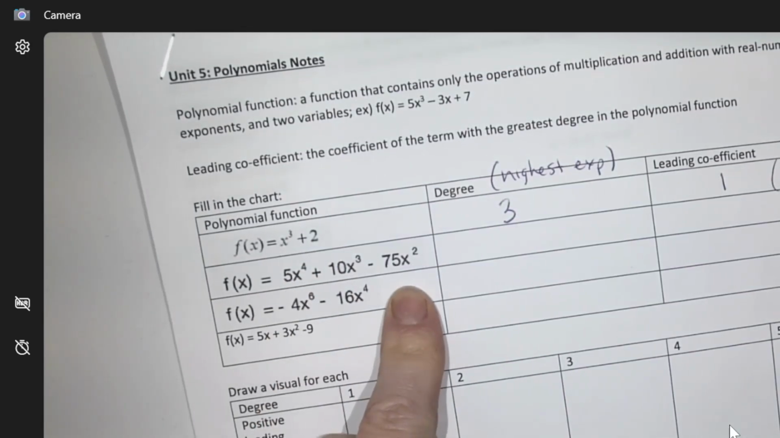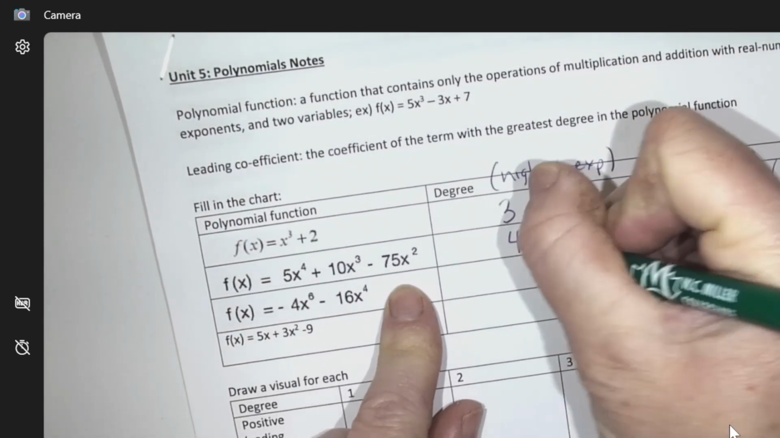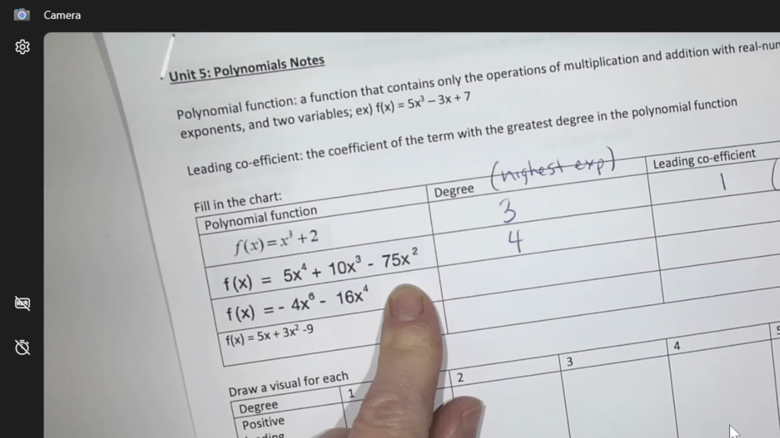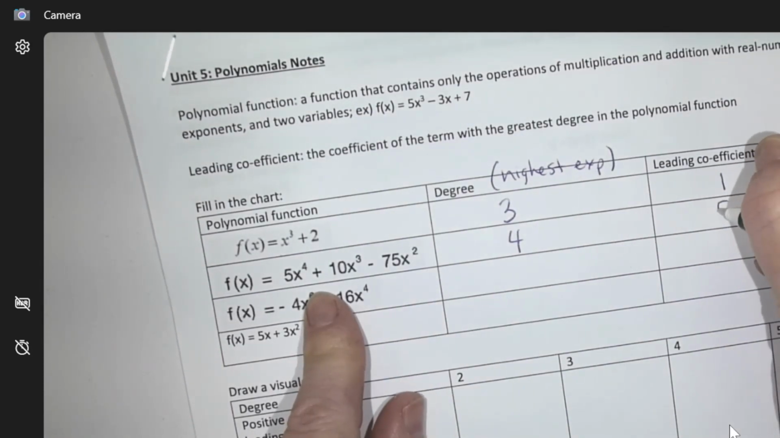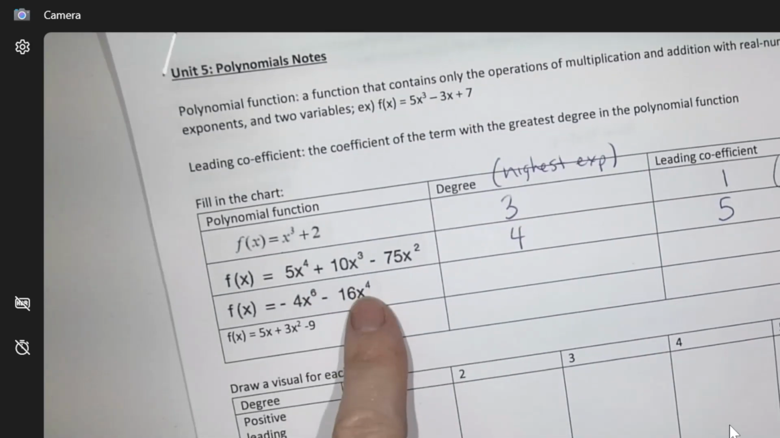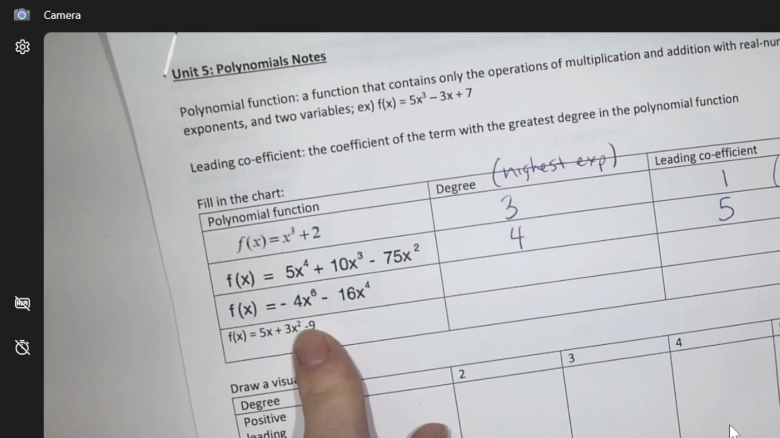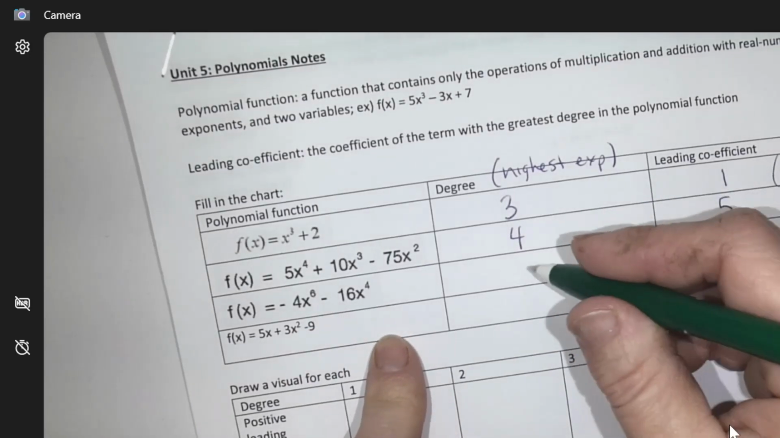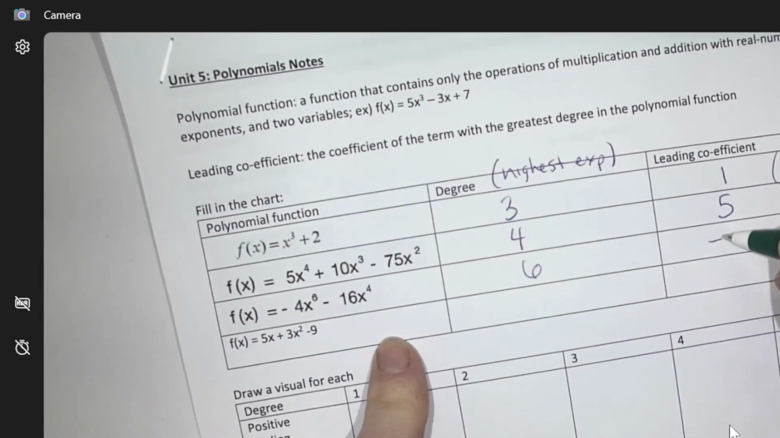So when you look at this one, the highest exponent would be a 4th degree. And the leading coefficient is 5, because you have 5x to the fourth. Okay, so this one, the degree of it would be a 6 because it's the highest exponent. And the leading coefficient would be a -4.